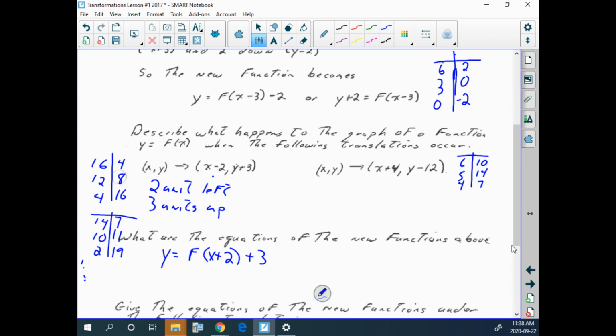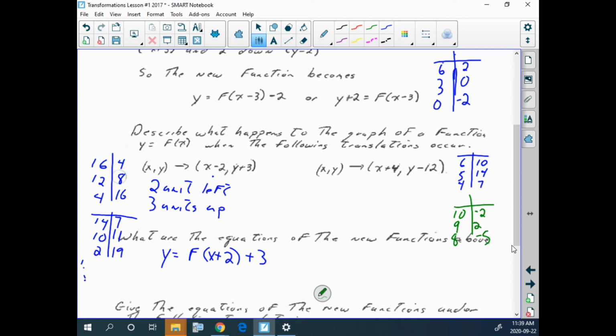Some strange function, that's my original table of values for my function. My new function after this mapping notation: every x coordinate gets 4 added to it, 10, 9, 8. Every y coordinate has 12 subtracted from it, negative 2, 2, and negative 5.